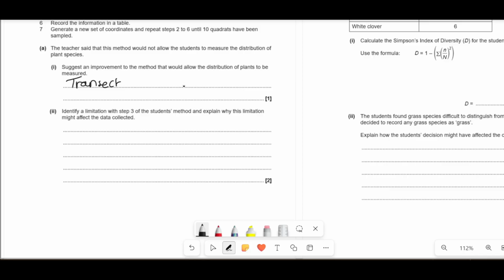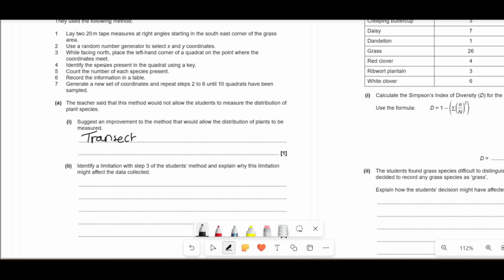So then it says identify a limitation with step 3 and explain why this limitation may affect the data. It says while facing north, place the left-hand corner of a quadrat on the point where the coordinates meet.